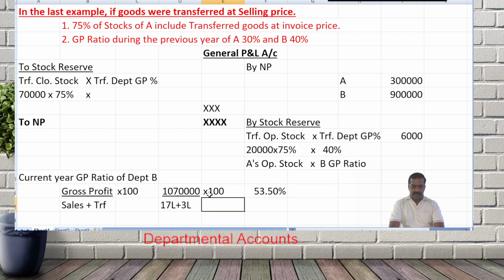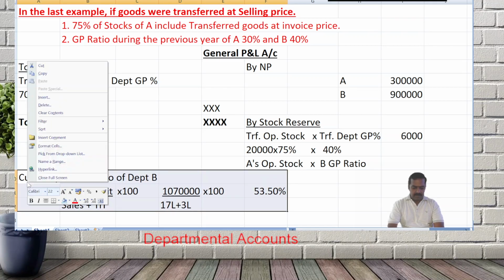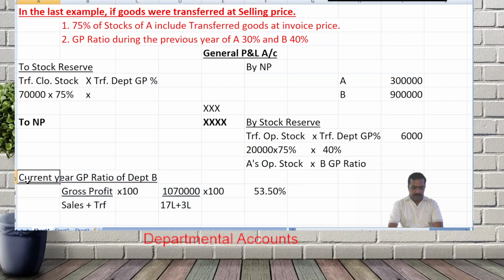What is the percentage? 53.5%. This is the current year GP ratio of which department? B. Current year GP ratio of B. So 70,000 into 75% into how many percent? 53.5%. So work out. 70,000 into 75% transferred goods into the profit margin, 53.5%. So if you tally this, you will get the final net profit.